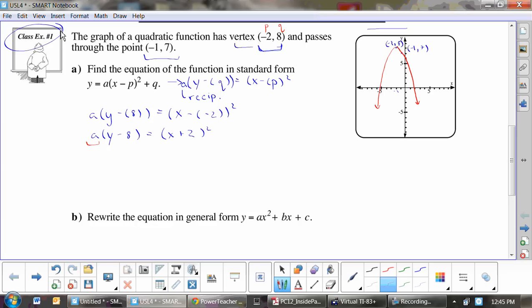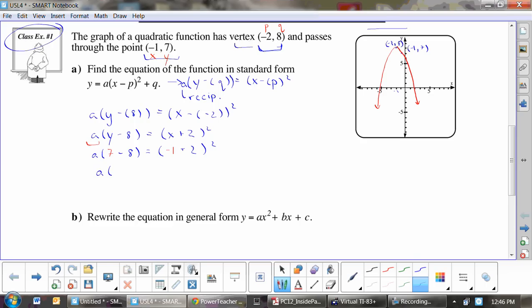So what we can do to find that. But we have to find our a first, right? We don't know what our stretch is. So they gave us this extra point, so we know that this is x and y, and we can substitute these in for x and y. So we'll go a, 7 minus 8 is equal to negative 1 plus 2 squared. And then we can simplify it and solve for a.